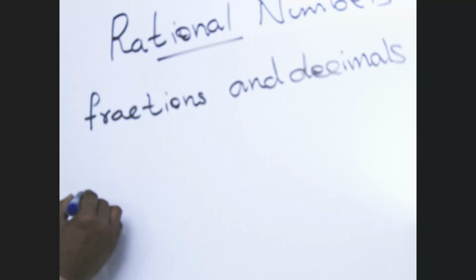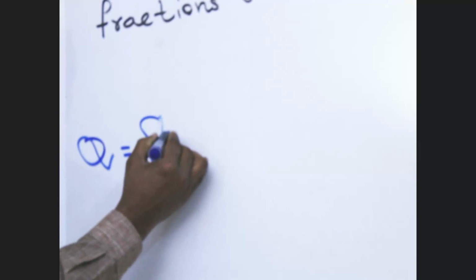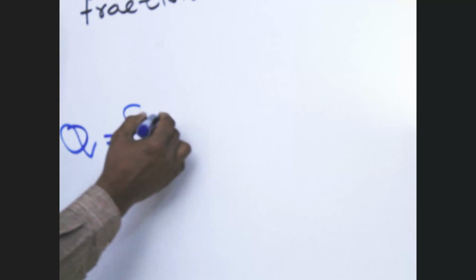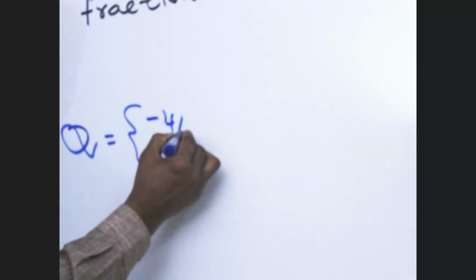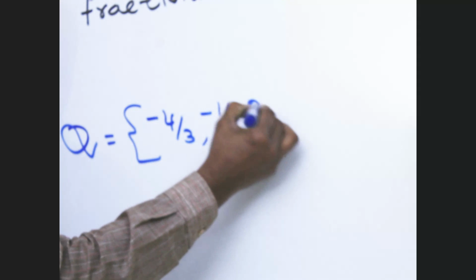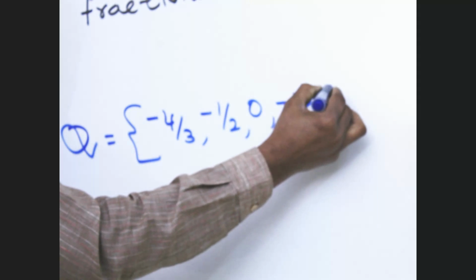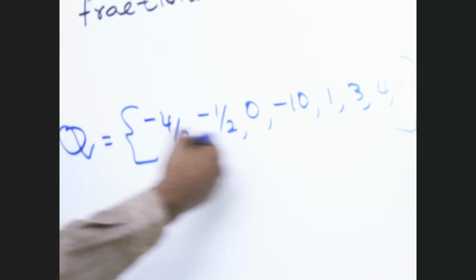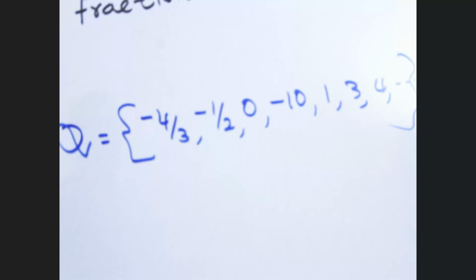So it will be like this: Q is equal to the set of all the fractions. Fractions can be negative or positive, so all the numbers can be here. Minus 4 by 3, minus 1 by 2, or 0, 1, 3, 4, etc. So all groups are included in this category. This representation letter is Q.